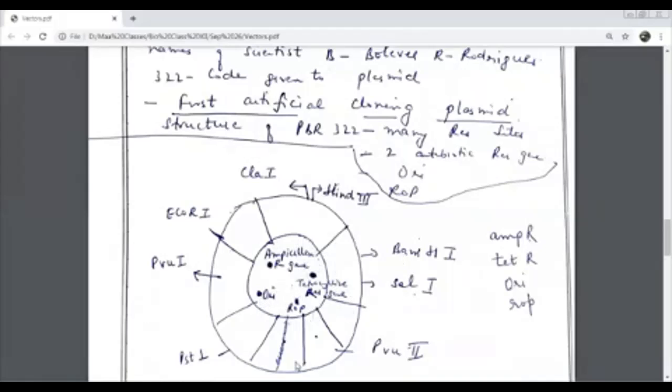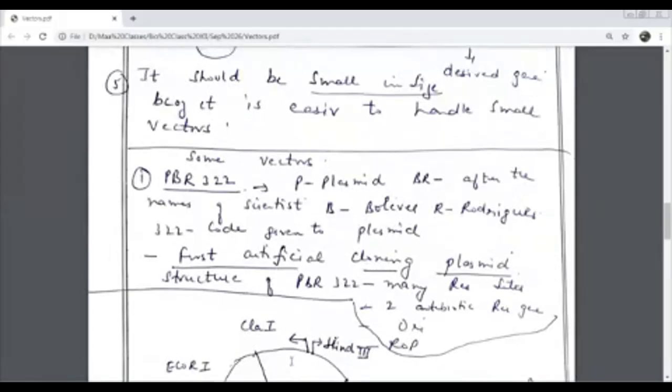What is the name of this cloning plasmid, children? Quickly. PBR 322. What does P stand for? Don't worry, I will make you learn this structure with me in the class only. Absolutely don't worry. P stands for plasmid. B stands for the name of the scientist. Who is the scientist? Bolivar. And R stands for? Rodriguez. This 322 is the code given to the plasmid.